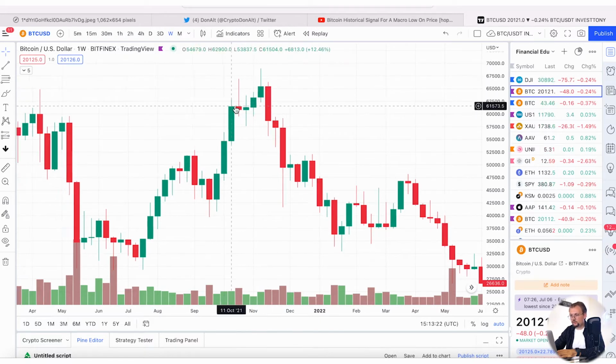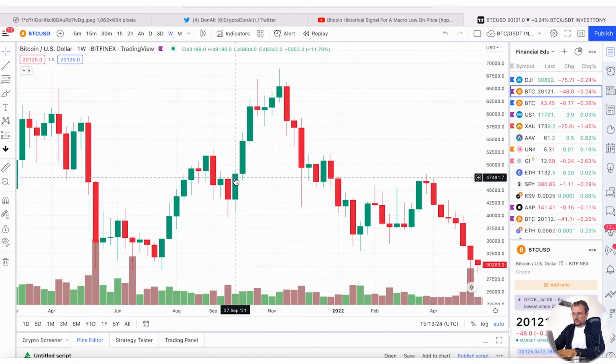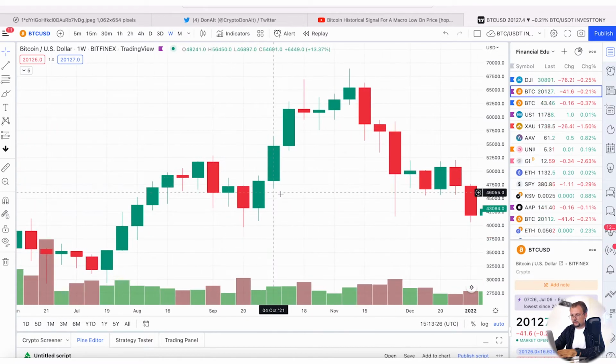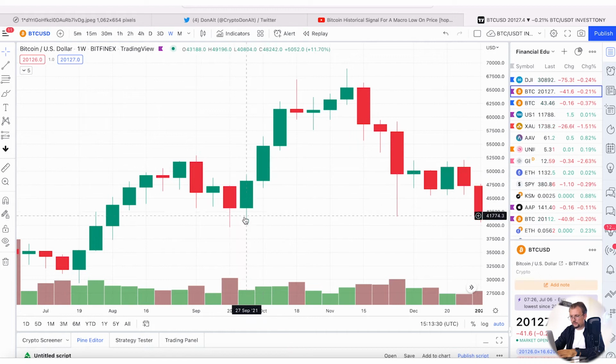So how do you read them? The candle has its opening, its closing, its highest and its lowest point. So if we look at this green candle, for example, it opened in the bottom left corner right here, and it closed in the top right corner right here.